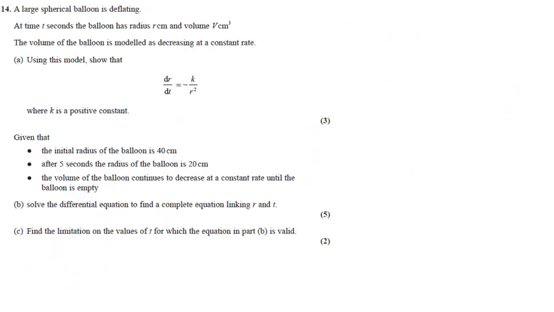Okay, so the next one is about a deflating balloon. And we have to show that the rate of change of the radius of the balloon is as given. And we're told that the volume of the balloon is modeled as decreasing at a constant rate. So let's write that as an equation then. So dV/dt is equal to the constant, let's just call that m, and it's decreasing. So if m is positive, then we can write minus m.